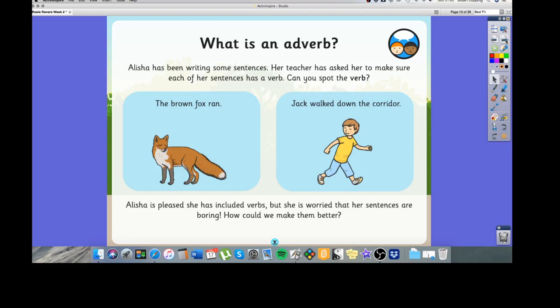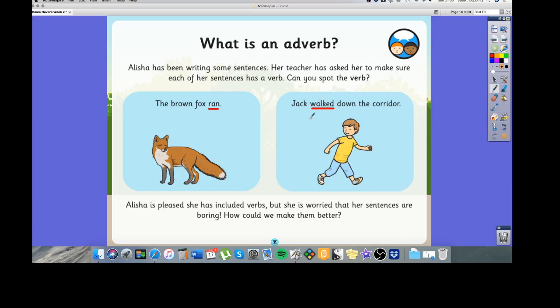Right, now you've had a little bit of a chat. I'm hoping a discussion. I'm hoping that you will have come across ran and walked. Okay, a verb is an action. It's something that you do. Okay, so what did the brown fox do? It ran. What was Jack doing down the corridor? He walked. He didn't run. He didn't tiptoe. He didn't jump. He didn't slide. He walked.